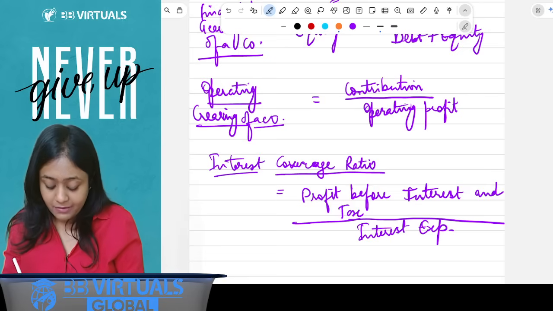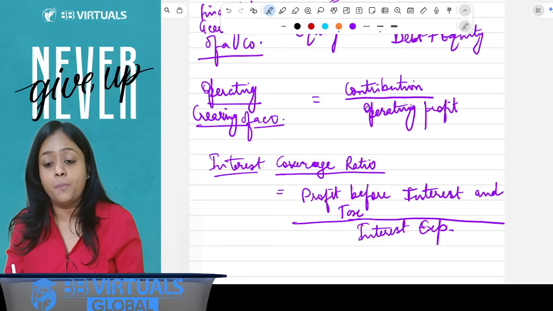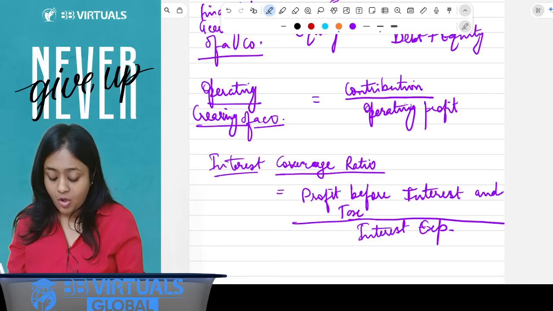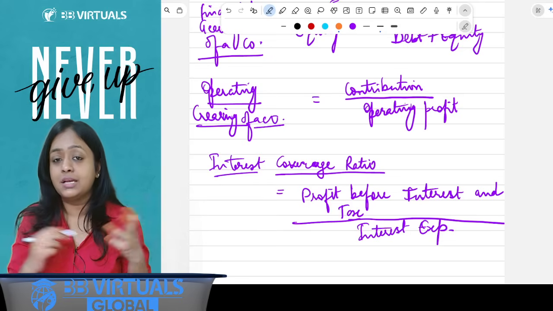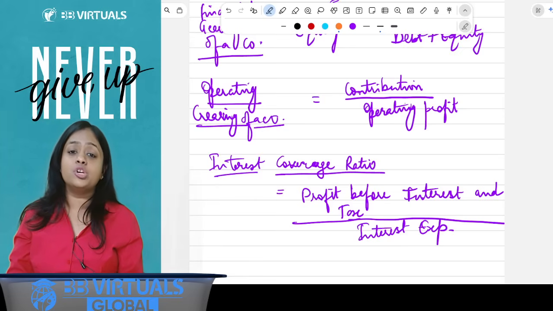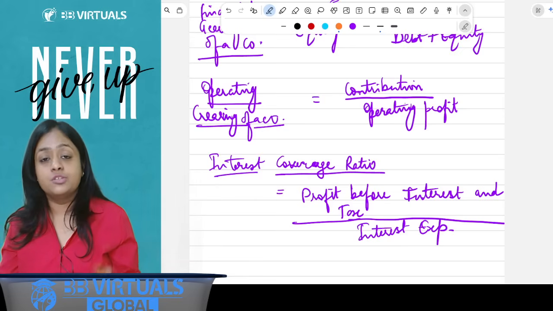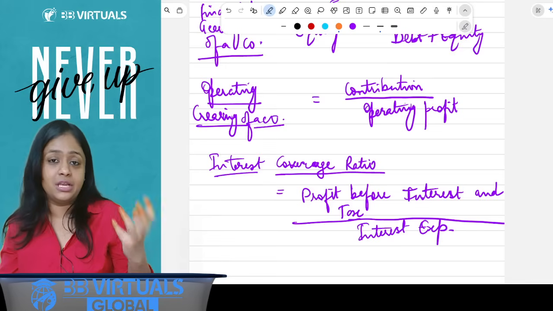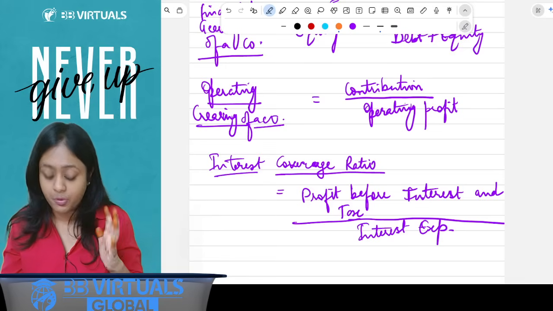Okay, so simply we calculate it as contribution by operating profit. And operating profit covers PBIT, that covers an impact of fixed cost also. So simply it says how much the contribution is able to cover this profit. So if contribution is more than the profit, that means it is able to cover the fixed cost properly.